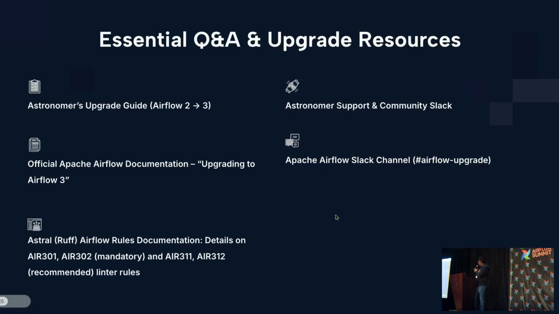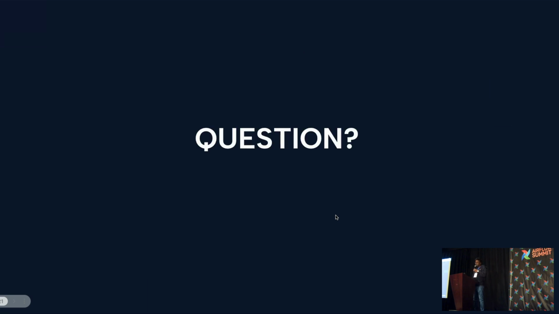And these are important resources that can be helpful if you are trying to upgrade to Airflow 3. There's very good documentation in OSS Airflow for upgrading to Airflow 3, and Astro also has separate documentation for it. Even Ruff has different breaking changes specified in different rules, right? So that's mostly it.